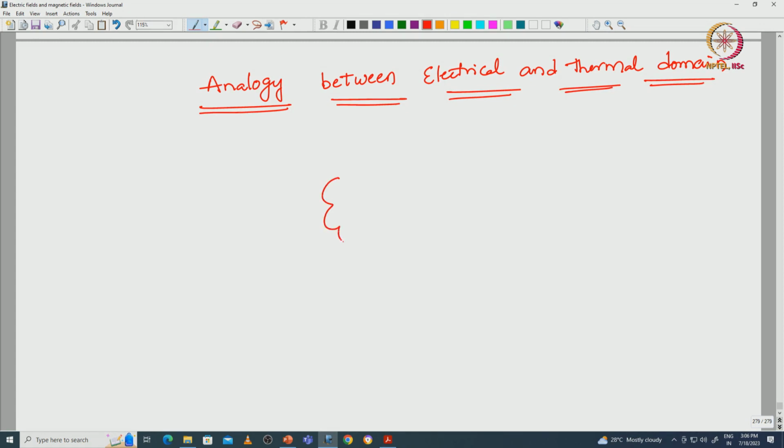In this lecture, we will discuss the analogy between the electrical and thermal domains by utilizing the energy conservation principles. Let us consider the electromagnetic system where we are transferring the power or energy from electrical domain to magnetic domain, and then magnetic domain to either mechanical or electrical domain.